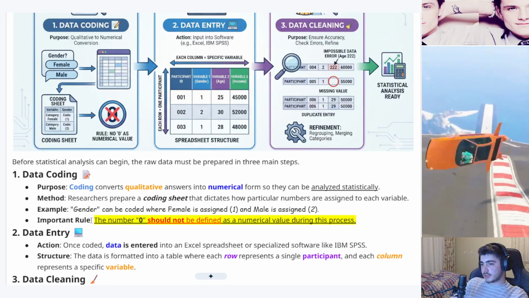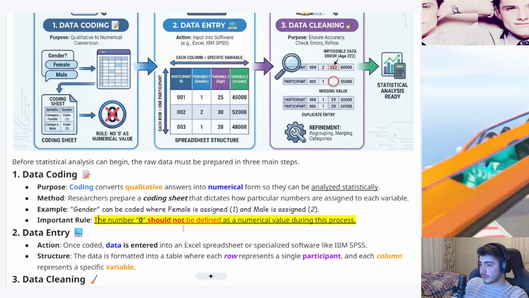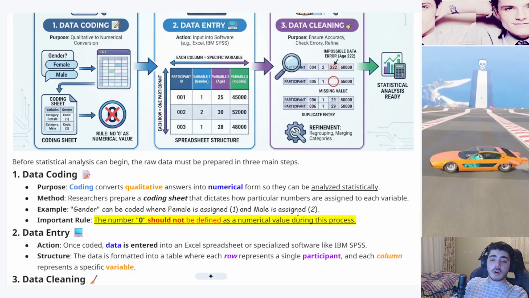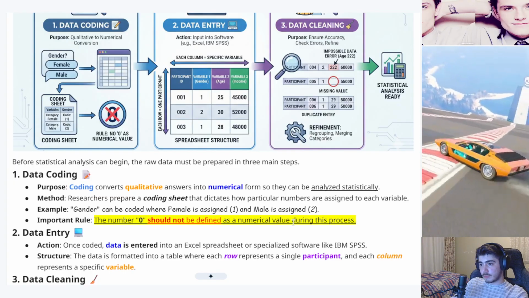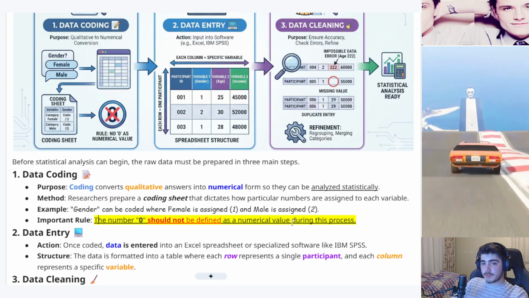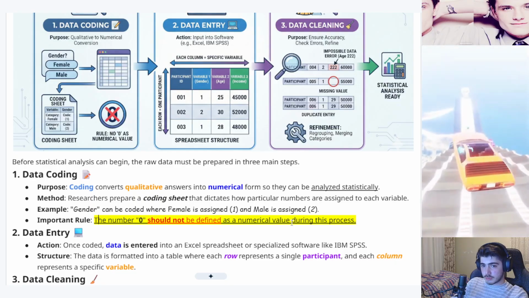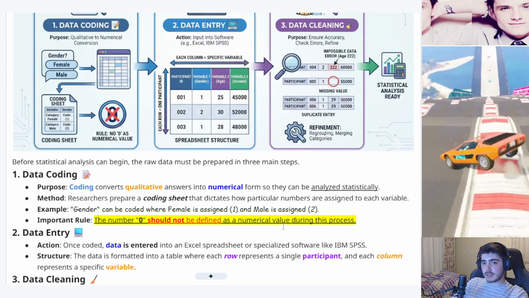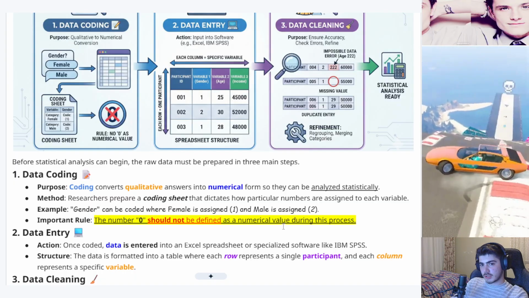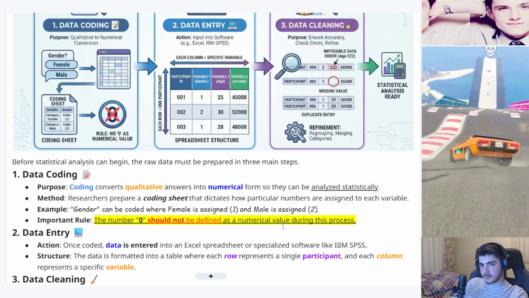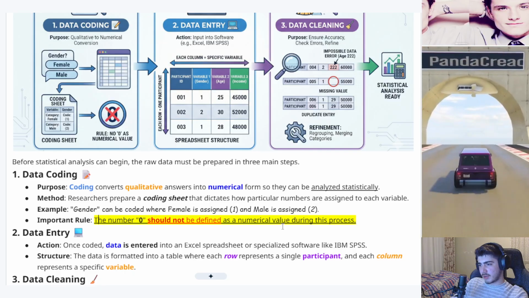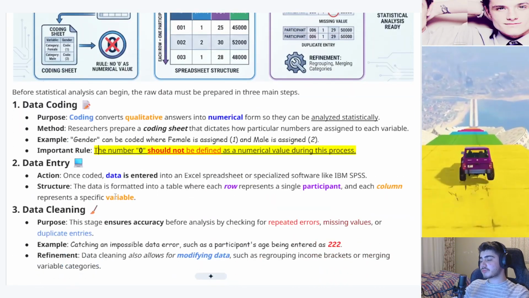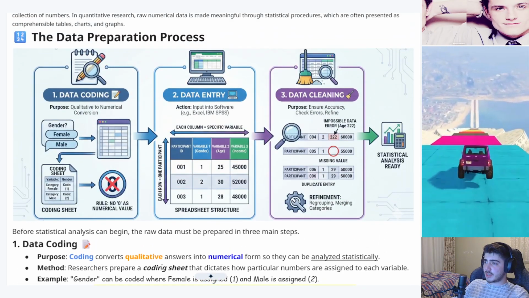Now, there's a strong rule. The number 0 should not be defined as a numerical value during this process. Or when you do anything that involves any sort of math, everything breaks down, so you don't use 0 in normal context. Or maybe the reason is that it's probably not a ratio scale research, so that might be also a reason, but I'm not sure. But don't use 0.